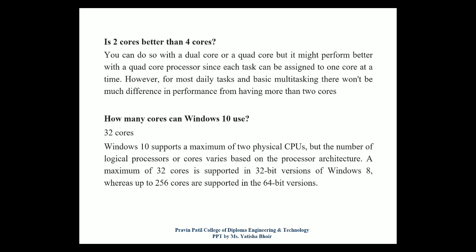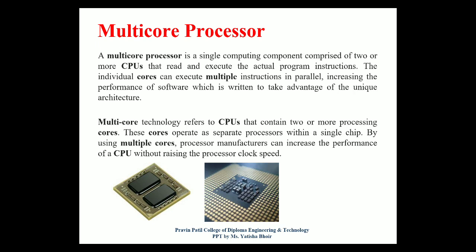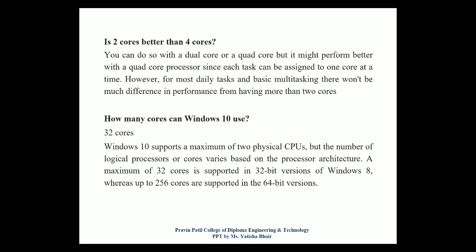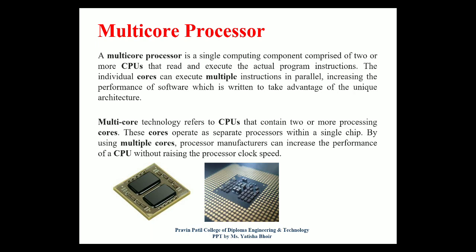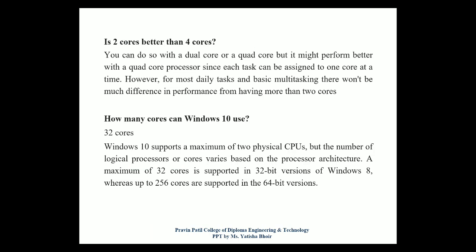Now the next question: is 2 core better than 4 core? As we have seen so far, multiple core means more than 1 core. In the image we have seen there are 2 cores, but there can be 4 cores also. In the second image you can see there are more than 4 cores. So the question is, is 2 core better than 4 core?